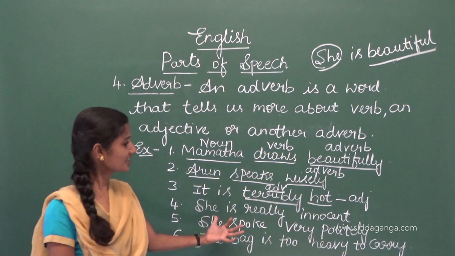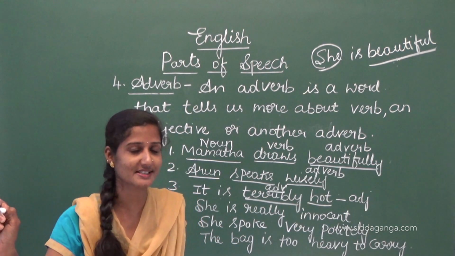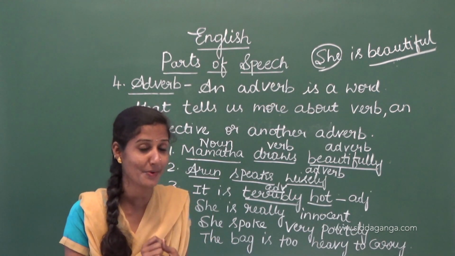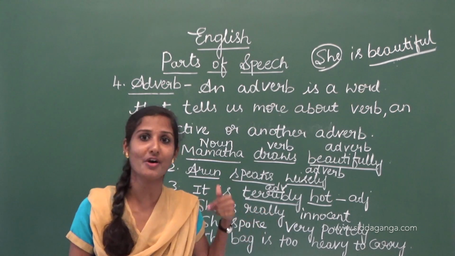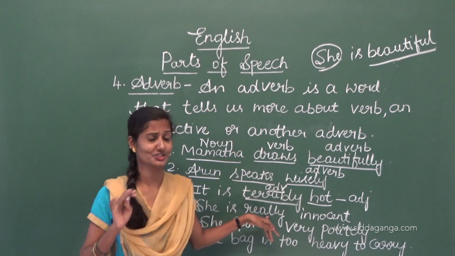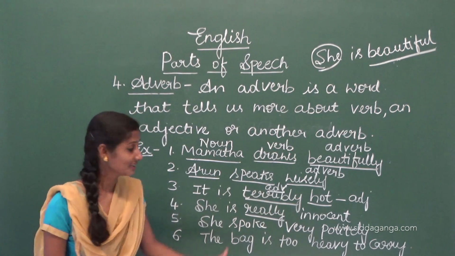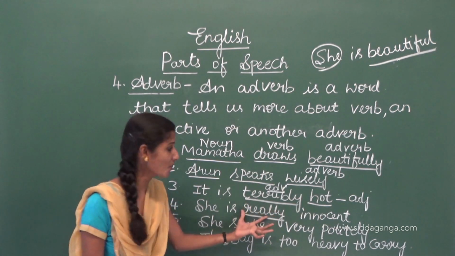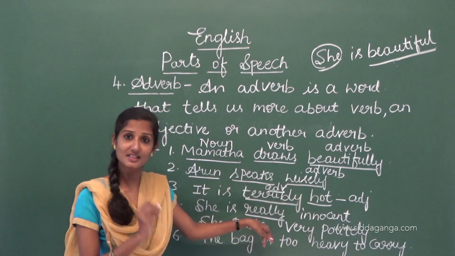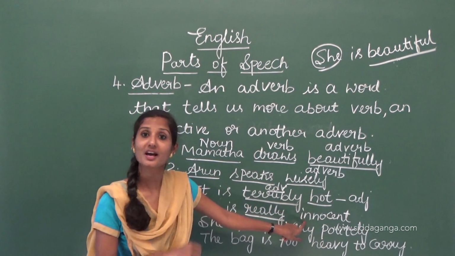Okay. Next, she is really innocent. Innocent is an example for an adjective, because that very word innocent is telling us about she. She is an example for a pronoun. And how is she innocent? She is really innocent. Really here is an example for an adverb. This really is telling us more about the adjective. Innocent is an adjective. Really is an example for an adverb, describing the adjective.